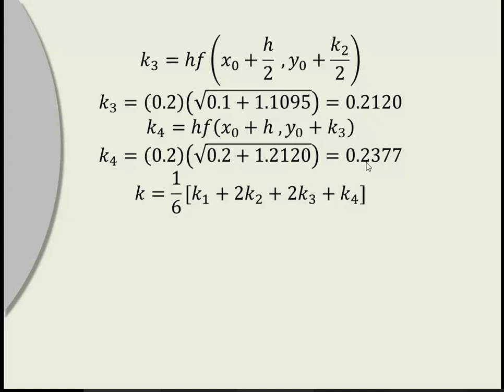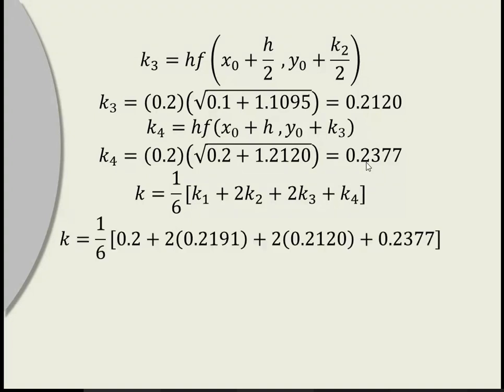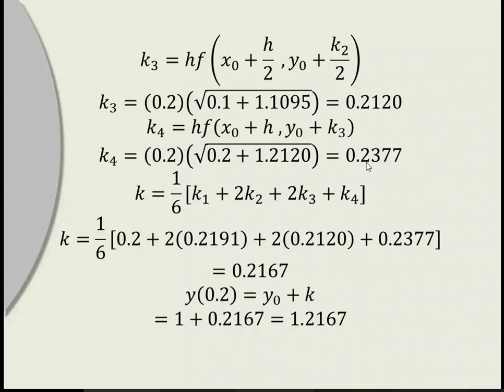And so k will be 1 by 6 into k1 plus 2k2 plus 2k3 plus k4. Doing the substitution of all k terms into this formula, k comes out to be 0.2167. And add y naught to it, that gives us the answer. So y at 0.2 is y naught plus k, that is 1 plus 0.2167. So the answer is 1.2167. Okay, so we have to use these formulas properly to get the value of y at the required point.